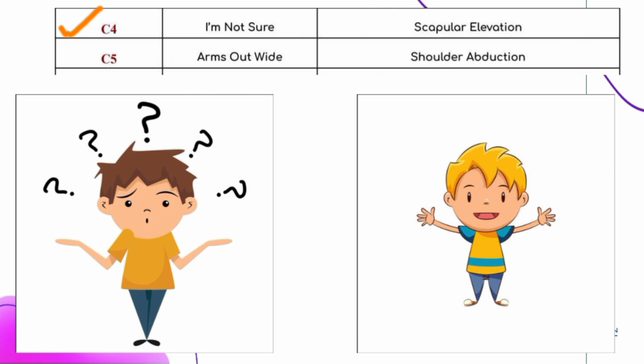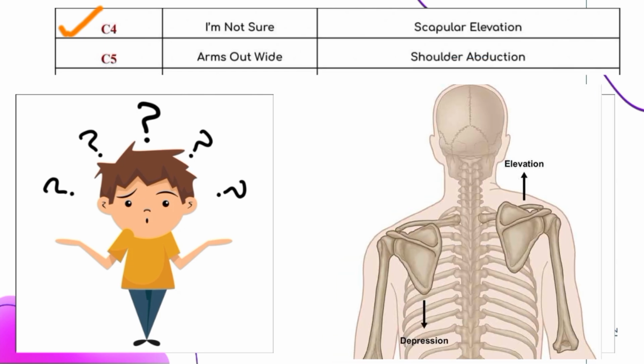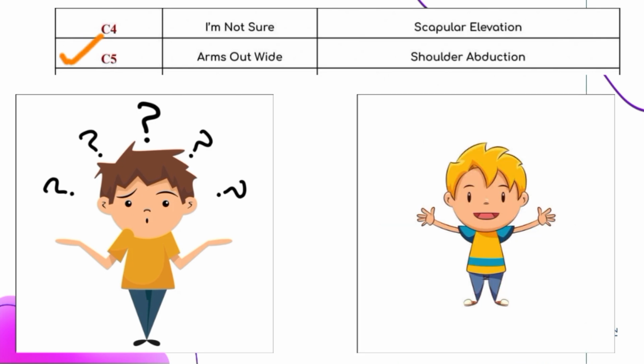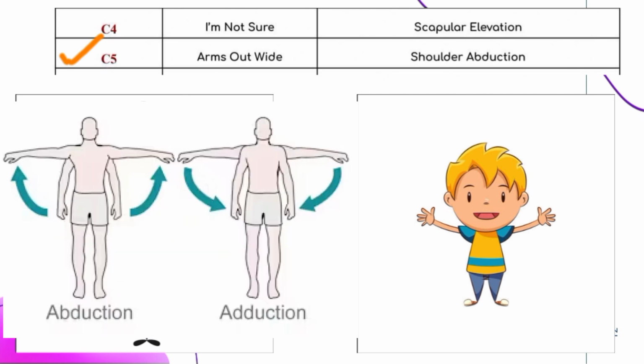Next is C4, I'm not sure. So while showing that you are not sure, that movement includes scapular elevation or shoulder elevation. Next is C5, arms out wide. So it's very easy, shoulder abduction.